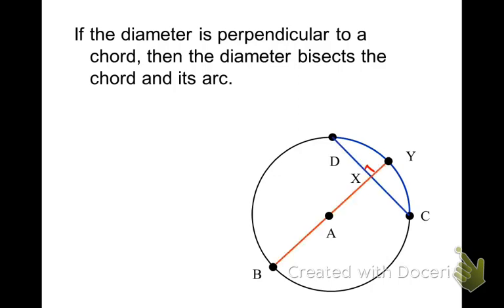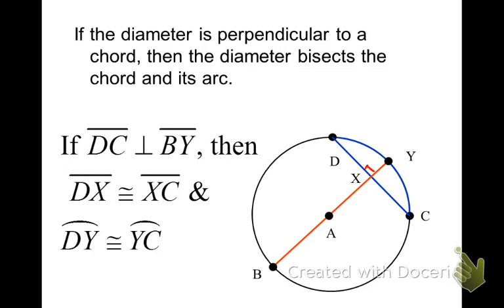In this one, if a diameter is perpendicular to a chord, then that diameter bisects the chord and the arc. Right? If the diameter is perpendicular to the chord, then the diameter bisects the chord and the arc.